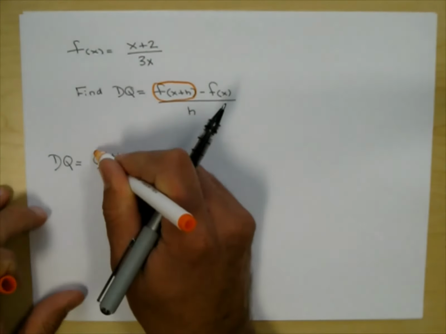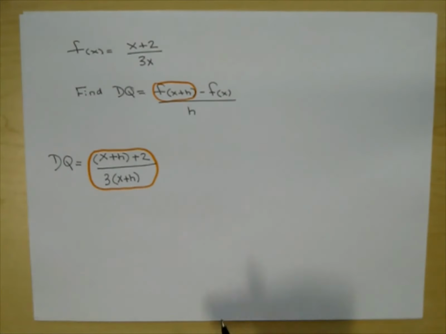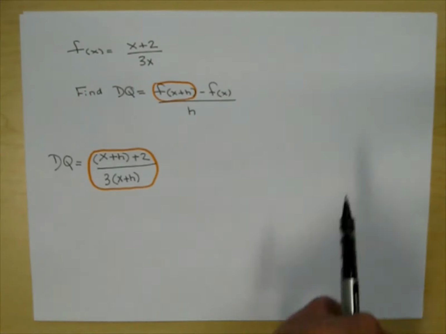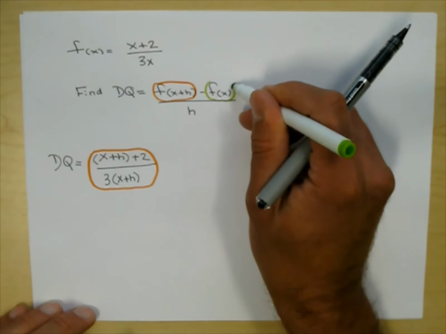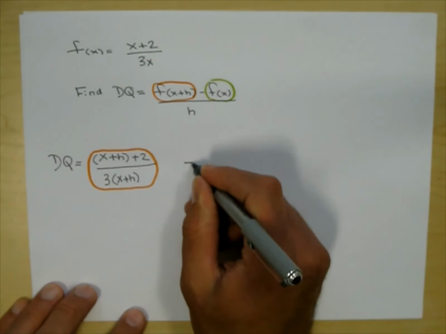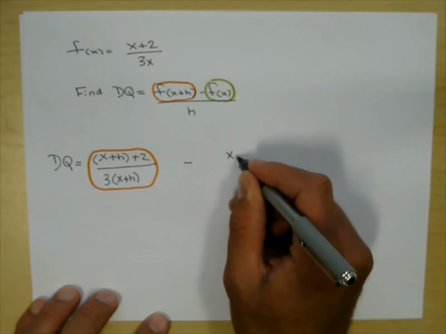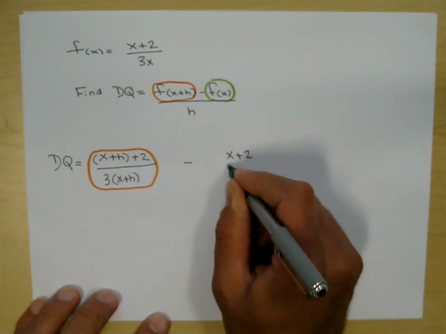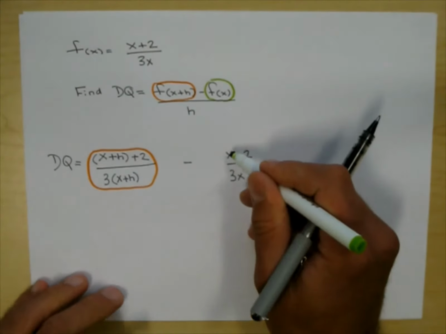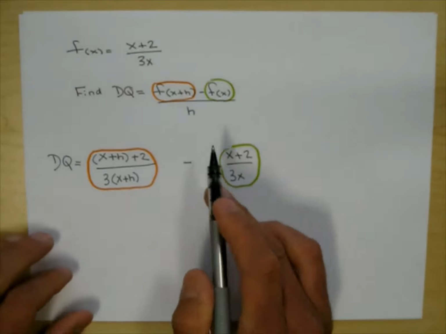Okay, so there is the orange part. And that's not all of DQ, because then we have a minus sign, and we have this f of x. So that's what I'm going to put next. So we have minus f of x, which is x plus 2 all over 3x, and then this is going to be all over h.